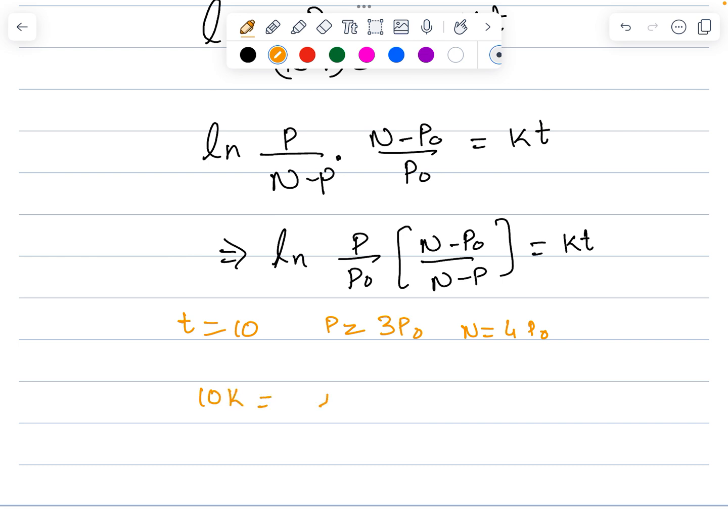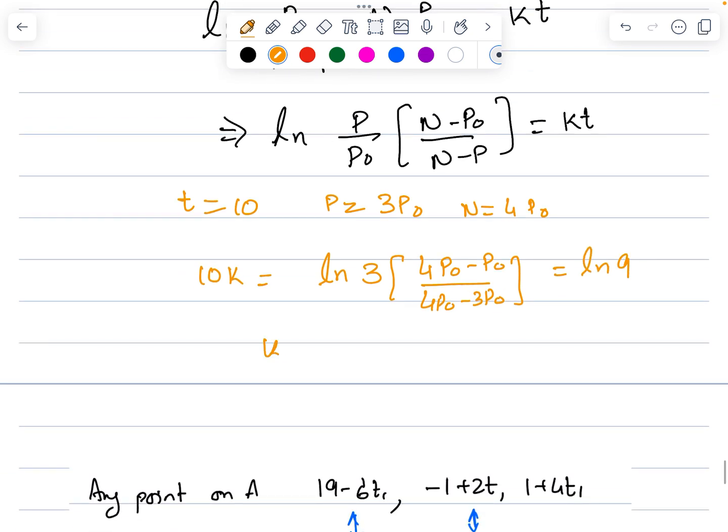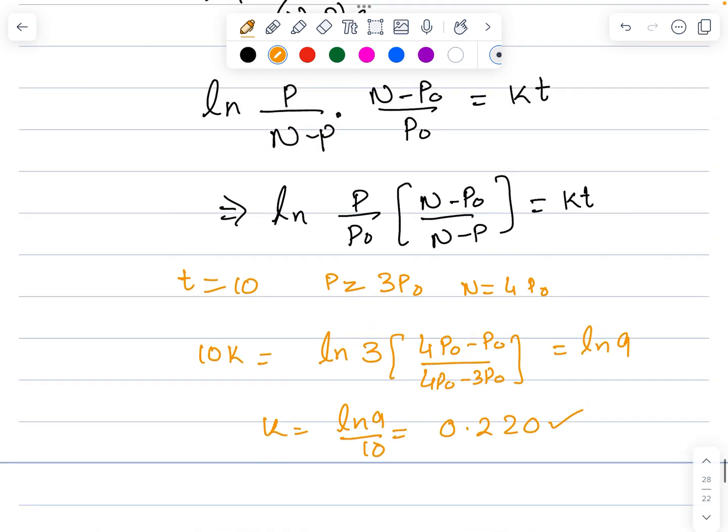So what am I going to get out of it? 10k equals ln of 3 times (4P naught - P naught) by (4P naught - 3P naught), which is going to be equal to ln 9. So k equals ln 9 divided by 10, which is going to be 0.220. That's going to be the answer.